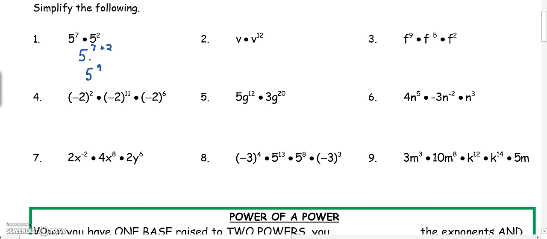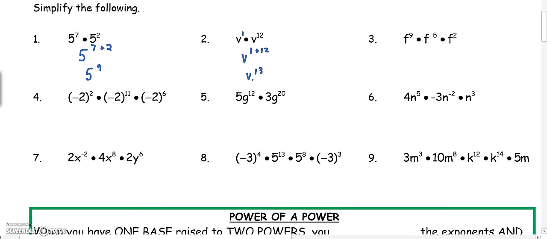Number 2, instead of a number, this one is a variable. It's the same idea though. So we have v times v to the 12th. So remember that v has an exponent of 1, so we have v, and we're going to add 1 plus 12, so we get v to the 13th.